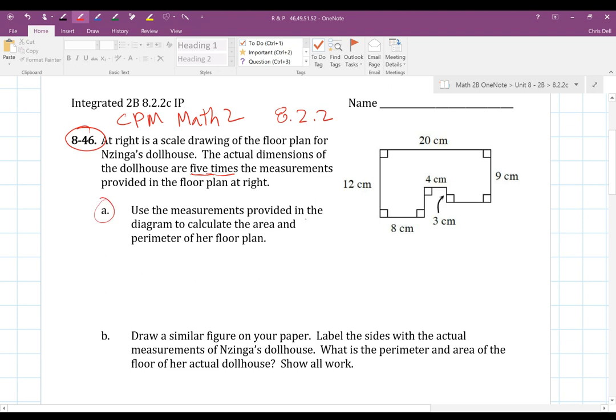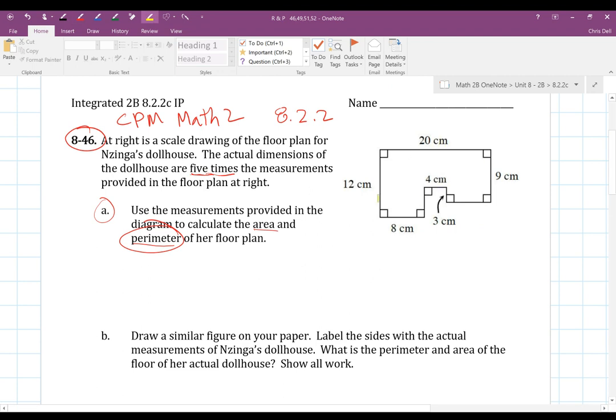Part A says use the measurements provided in the diagram to calculate the area and perimeter of our floor plan. So we're going to start off by just using this diagram and calculate the area and the perimeter of the scale drawing. So how do we do that? First of all, let's start with perimeter. Perimeter is just all the distance around. Perimeter is add all the sides.